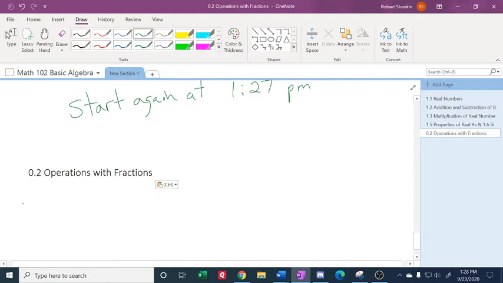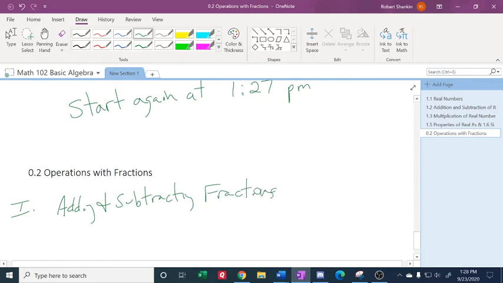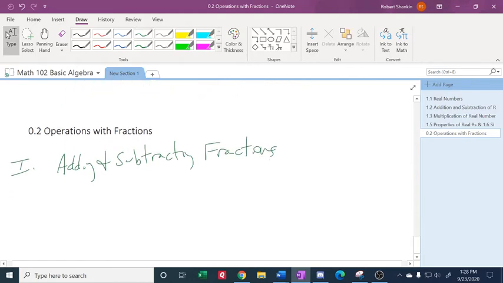Topic 1, adding and subtracting fractions. All right, and we've been doing a bit of this, kind of jumping the gun with the practice quizzes, just trying to refresh you a bit.